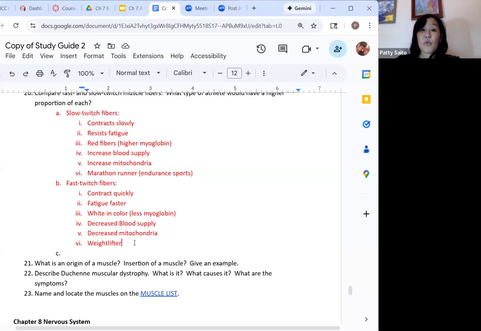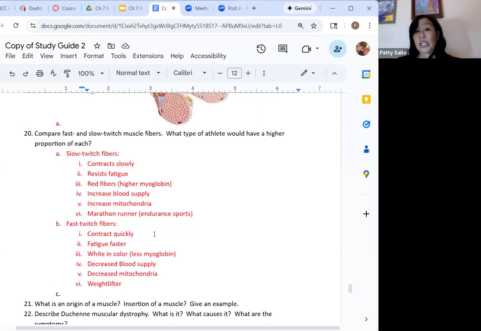Weightlifters, which require a lot of force, but can't be sustained over a long period of time, right? People who lift heavy weights, they're not going to hold that for an hour. Okay, they're going to lift it once and then drop it. So they contract very quickly, but they get tired fast because you're not able to make as much ATP, right? Less mitochondria.